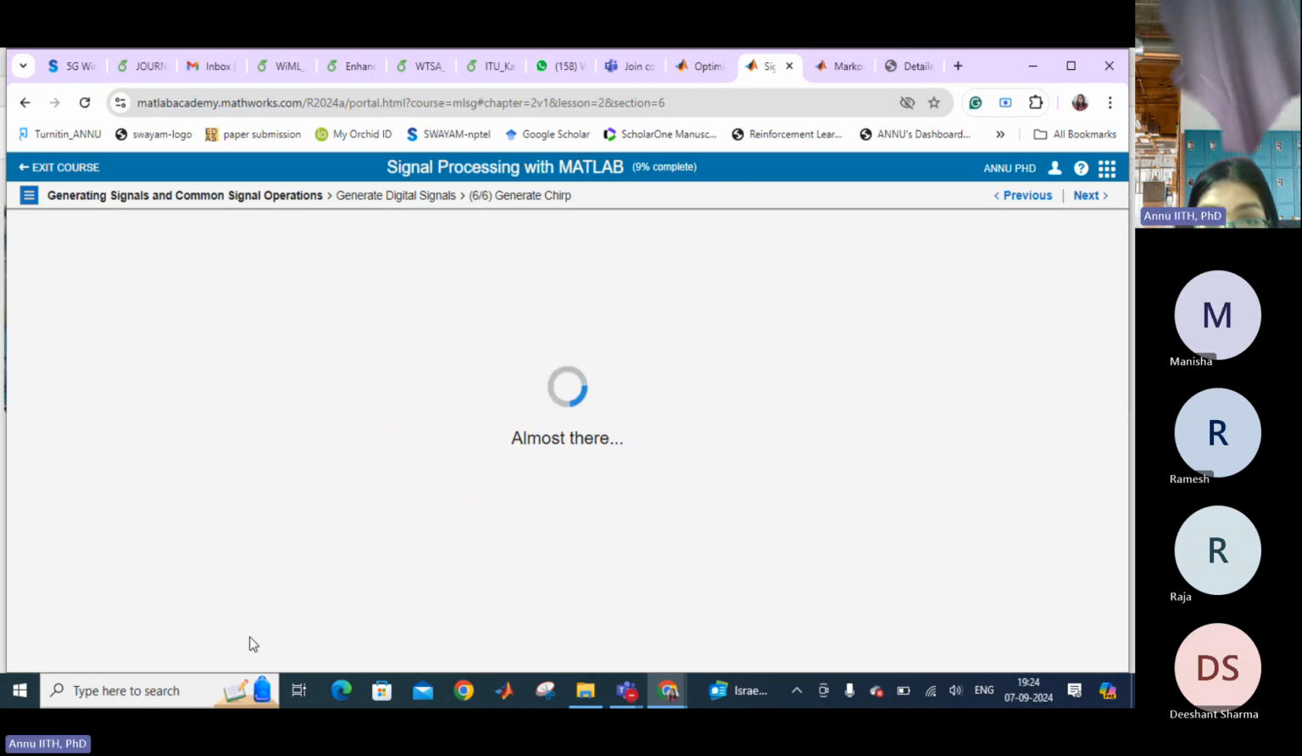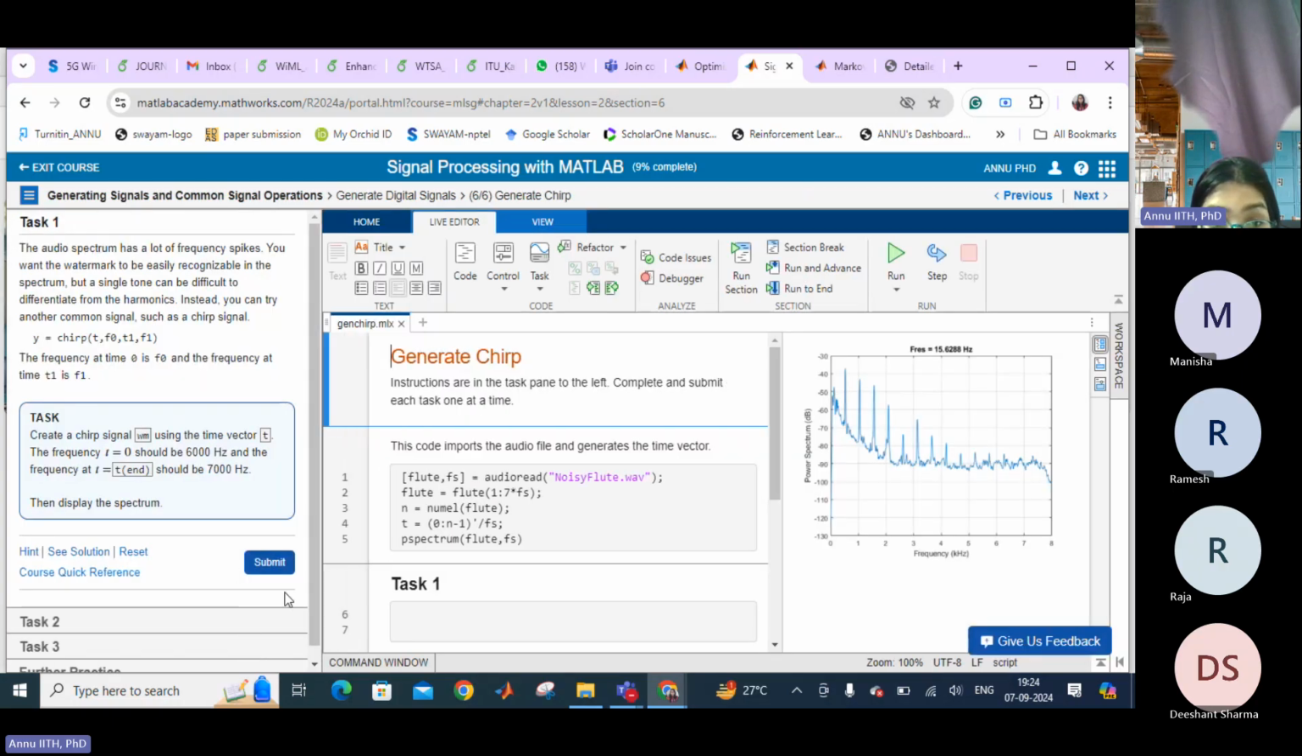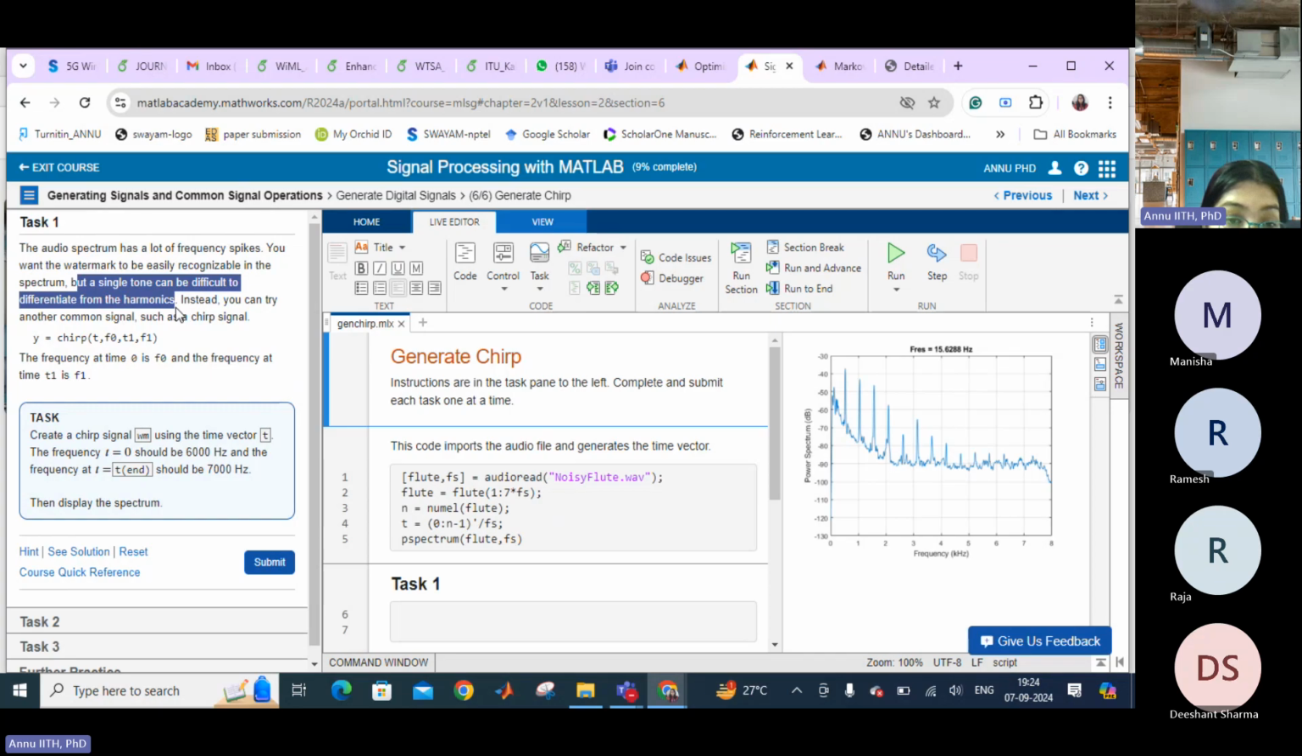I hope you're getting something and trying to understand what we are trying to do. The audio spectrum has a lot of frequency spikes, as we can see here. You want the watermark to be easily recognizable in the spectrum, but a single tone can be difficult to differentiate from the harmonics. Instead, you can try another common signal, known as a chirp signal.